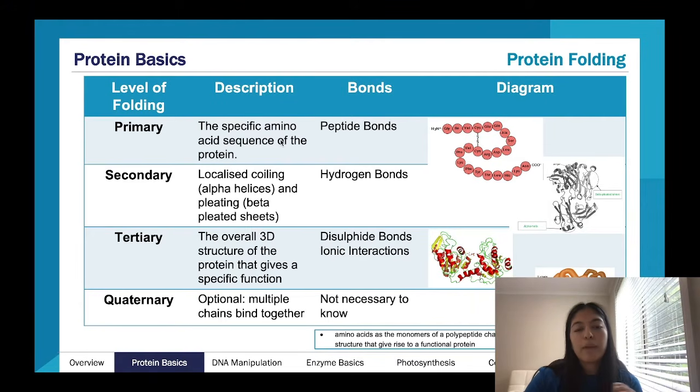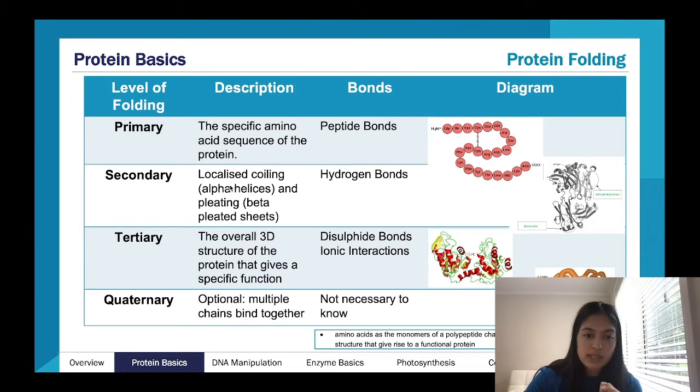So this is our most basic level, our primary. This is literally just what it is at the end of translation. We've got our specific amino acid sequence. Literally, it's just what the actual amino acids are. When we have our secondary, this is when we get our initial folding. These are our hydrogen bonds.